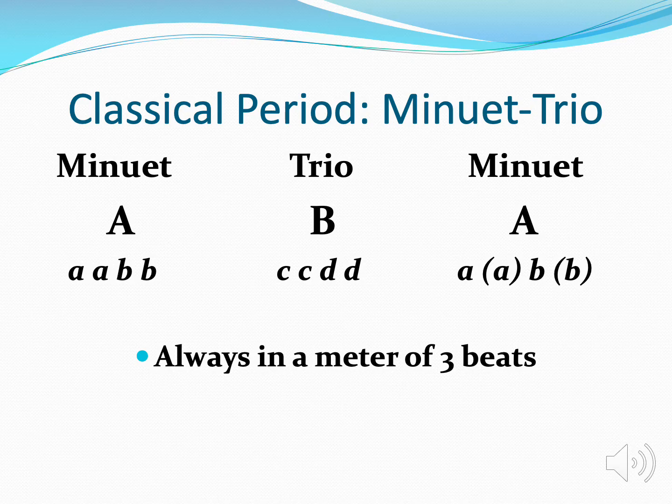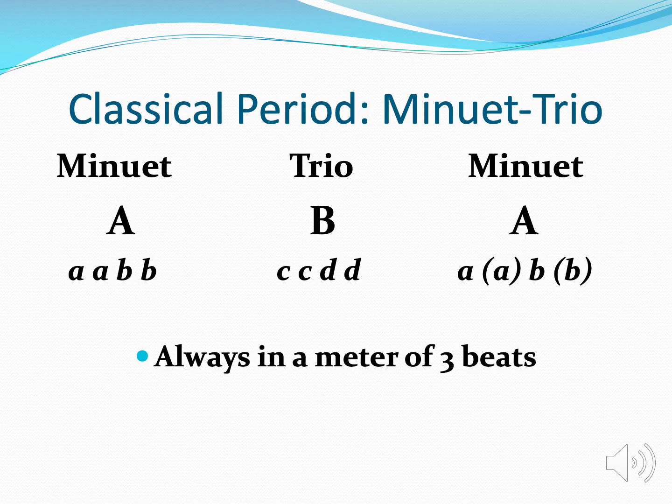When the original minuet comes back, often the repeats are eliminated. So that's why you see the second A and B in parentheses. So you just hear each one of the melodies one time instead of hearing them both repeated. That is the traditional pattern of a minuet trio.